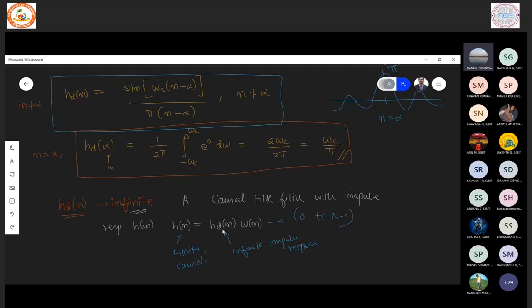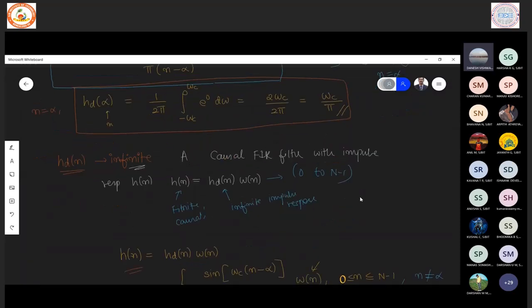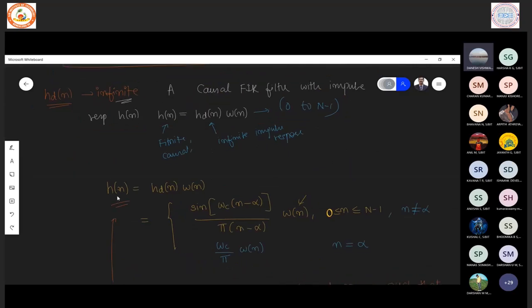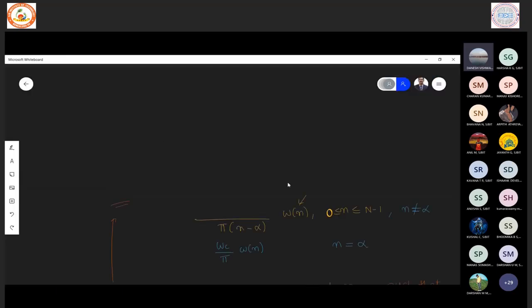So what happens when you multiply the infinite impulse response with the finite window function? Your result becomes both finite as well as causal. So the procedure is like this. We take hd of n times w of n, and the answer we get is h of n. Now why are we writing it as w of n here?